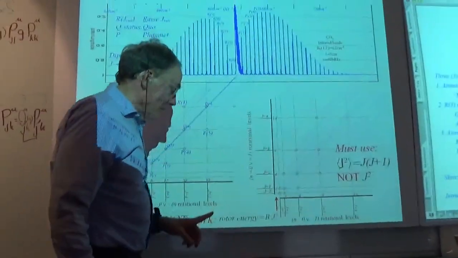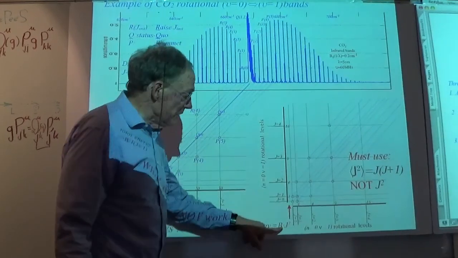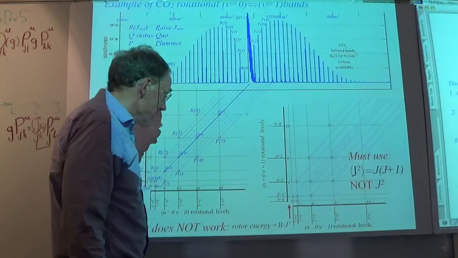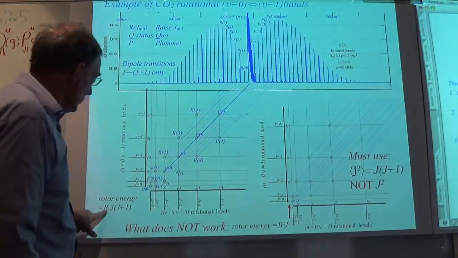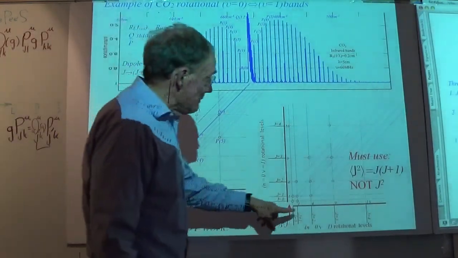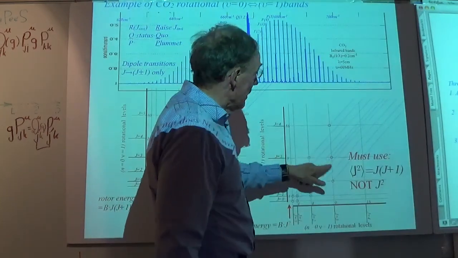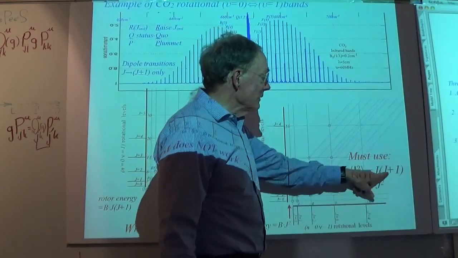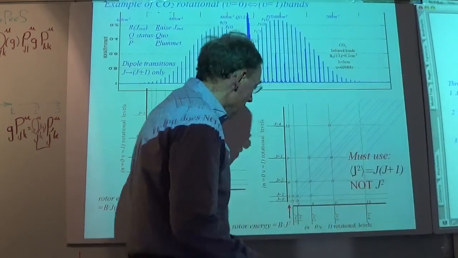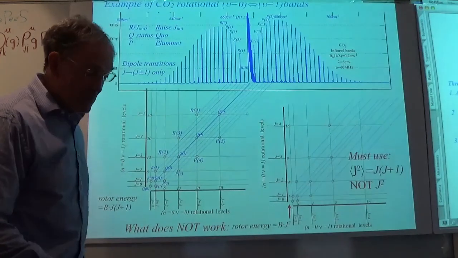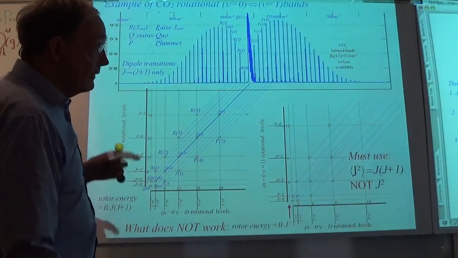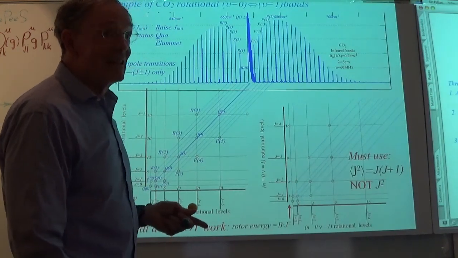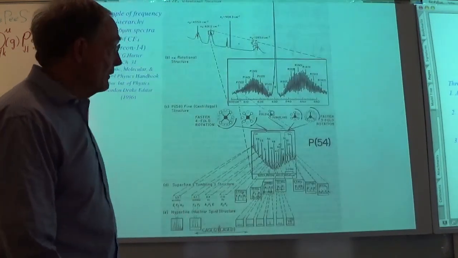Now, I want to point out something really quickly. This is what doesn't work. If I were to take my rotor energy to be B times J squared instead of B times J(J+1), which I did do here, and I put all my transitions, it doesn't make sense at all. I don't get the even spacing. You must use J times J plus 1, not J squared. So if you're teaching elementary modern physics, that's a good way to show the angular momentum cones are not something we're just kidding about. The experiment says that's what we're doing.